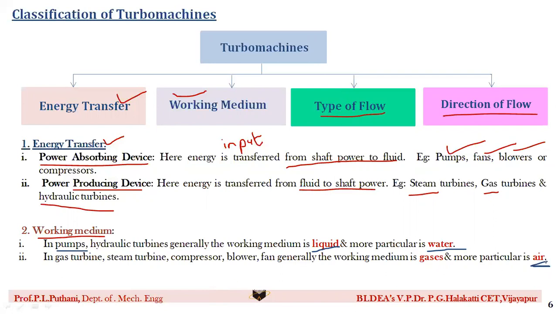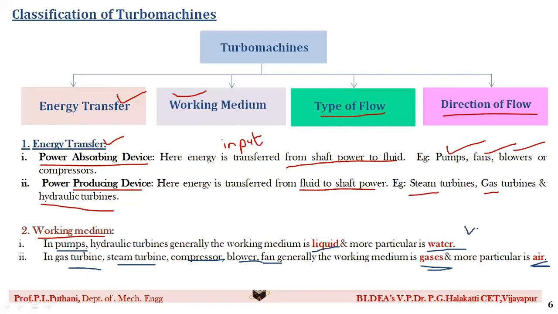Where you prefer air, especially for rockets, jets, or gas turbines, steam turbines, compressors, blowers, you cannot use a liquid. So here we are using the pressurized air itself. The air is compressed at higher pressure, so here the working medium is a gas. In many cases, we prefer air as the best working medium. So on working medium, we have two conditions.